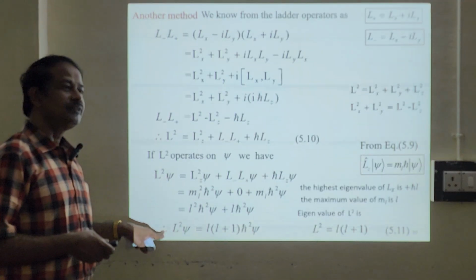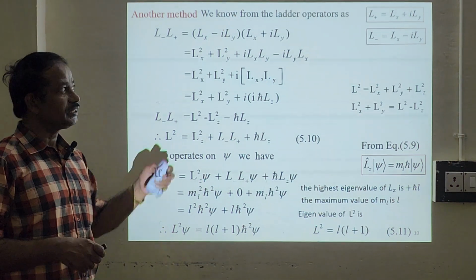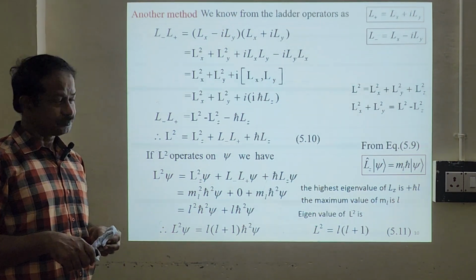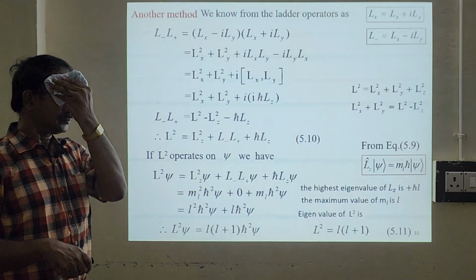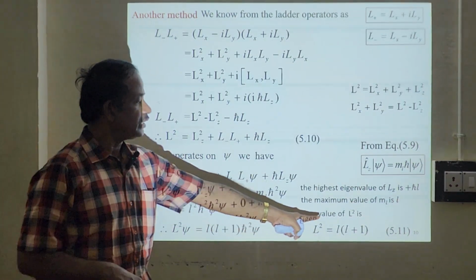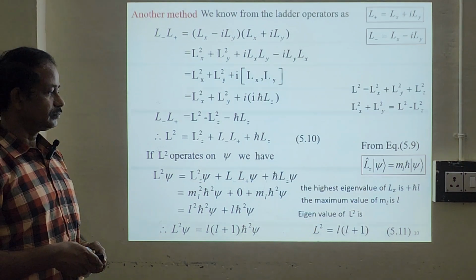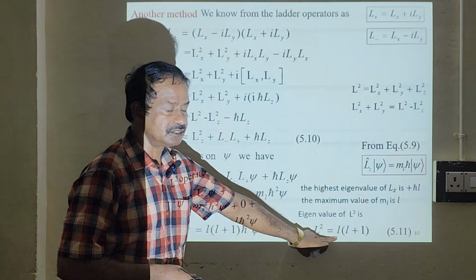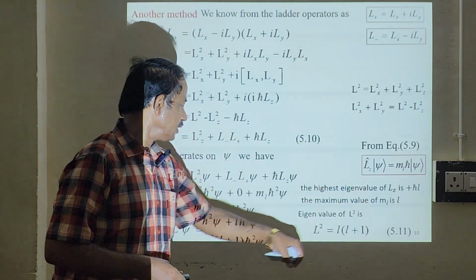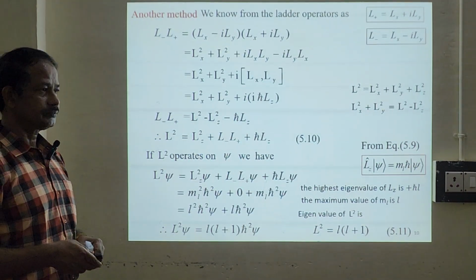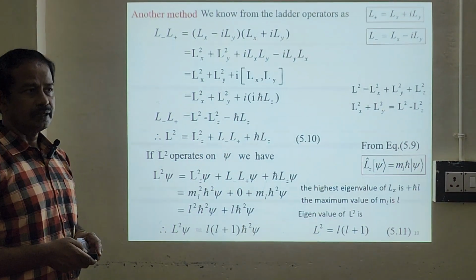the eigenvalue of L squared. Very simple, using the quantum mechanical angular momentum ladder operators. Is it okay? So L squared equals L into L plus 1, ħ squared. One ħ squared is missing. Okay, your L squared will be ħ squared L into L plus 1. So that is the eigenvalue of L squared.